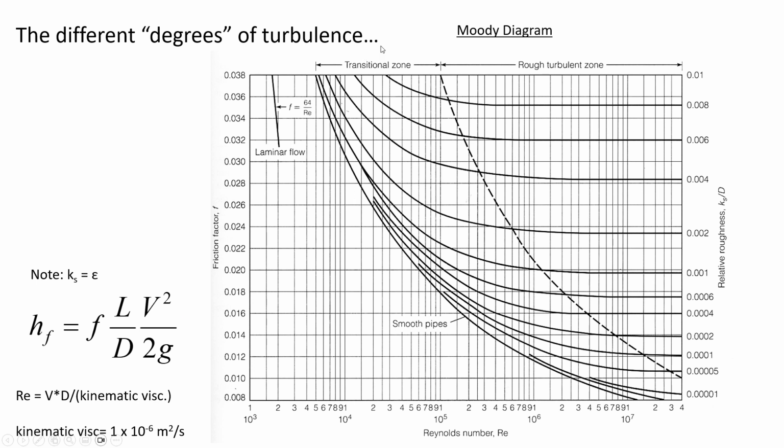Does anybody remember the Moody diagram from fluid mechanics? Okay, good. The Moody diagram is probably the simplest way for us to calculate the Darcy-Weisbach friction factor. And there's a variety of formulas that we can use to answer the question, how much energy is being lost when water flows through a pipe?